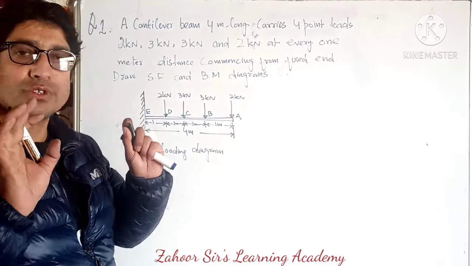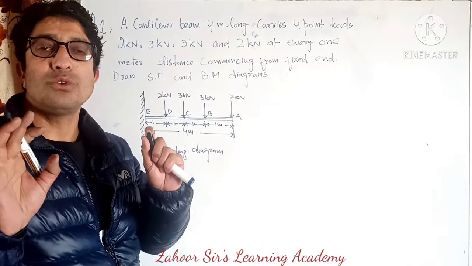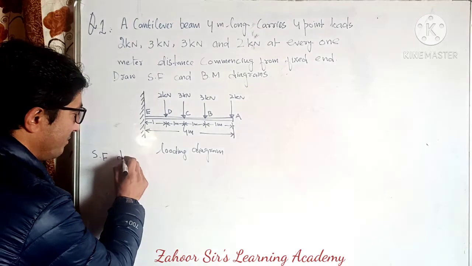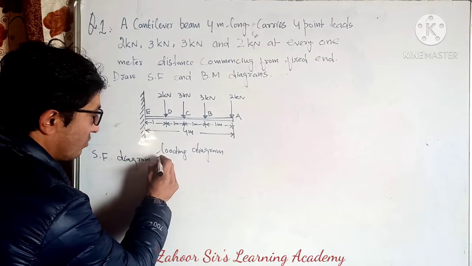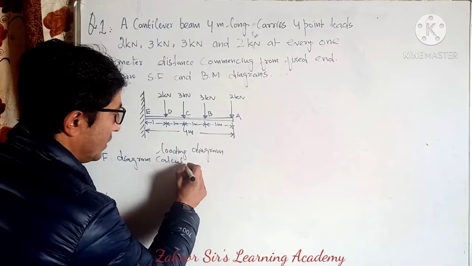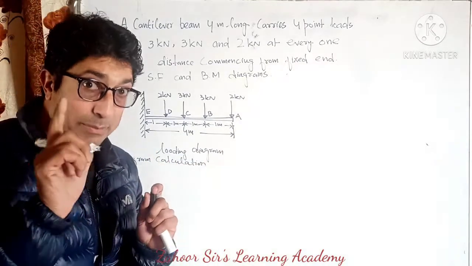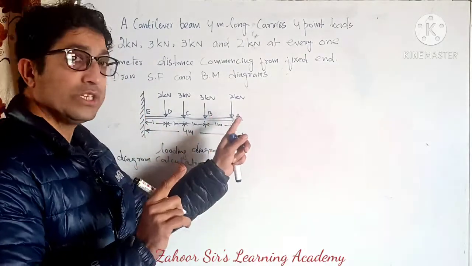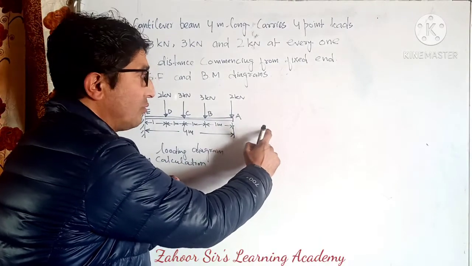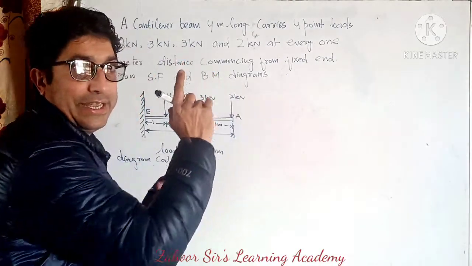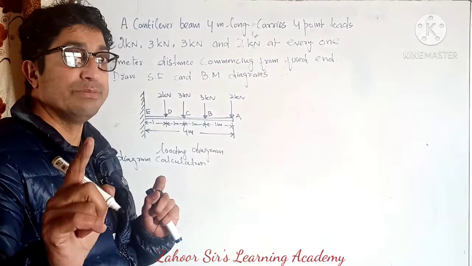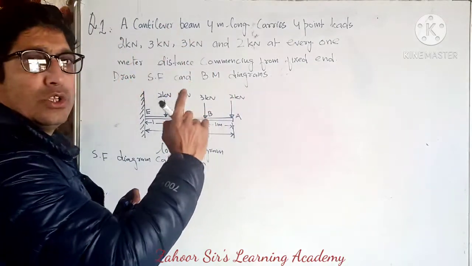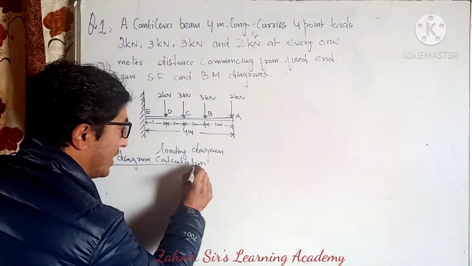Now after that we have to do the calculations. I will write here: SF diagram calculations. Remember, my dear students, in case of a cantilever beam, you need to start the calculations from the right end. So we have to start the calculations from this end. I am doing the calculations for the SF diagram.